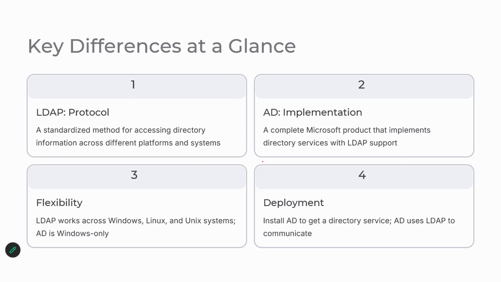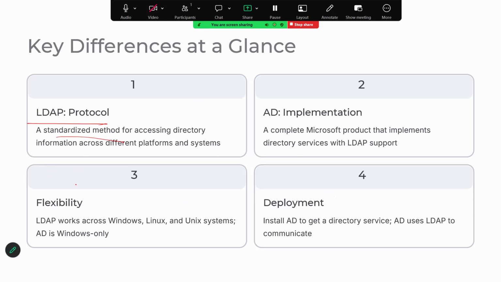Now, key differences, as we have just discussed, as a recap, LDAP is a protocol. It's a standardized method for accessing the directory information across different platforms and systems. Active Directory is an implementation. It's a complete Microsoft product that implements directory services with LDAP support. The flexibility is LDAP works across different platforms or vendors like Microsoft, Linux, Unix systems. Active Directory is Windows only. In terms of deployment, you can install Active Directory to get directory services. Active Directory uses LDAP to communicate.